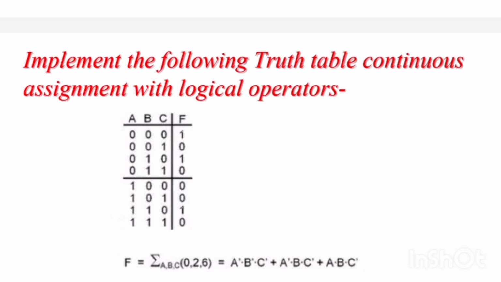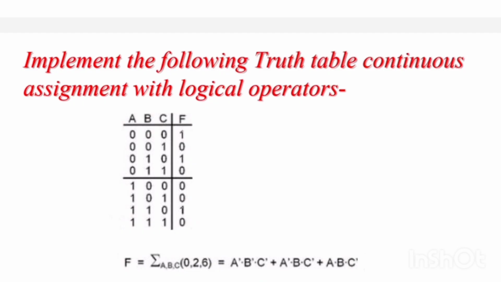Now let's discuss another problem related to this: implement the following truth table using continuous assignment with logic operators. We have three inputs A, B and C, and F is the output, and for these 8 combinations zeros and ones are shown at the output. For the first combination 0 0 0, it is 1, for the next combination 0 1 0, it is 1, and finally 1 1 0, it is 1.